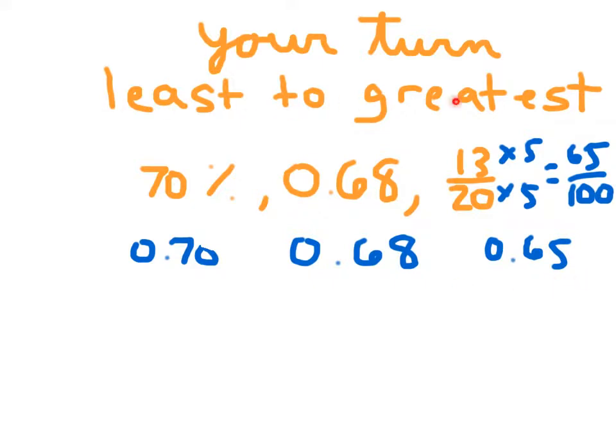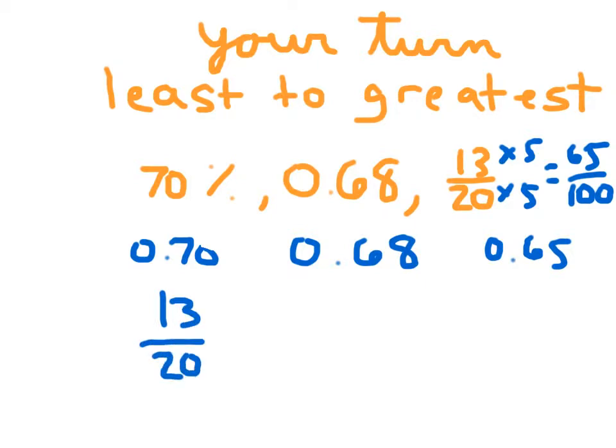Very easy to take a look at these now. It says to order from least to greatest. 0, 0, 0 in the ones place. Tenths place 7, 6, 6, meaning I'm comparing these two. 8 is bigger than 5, meaning 0.65 is first. Rewrite that as a fraction, because that's how it was given to me.